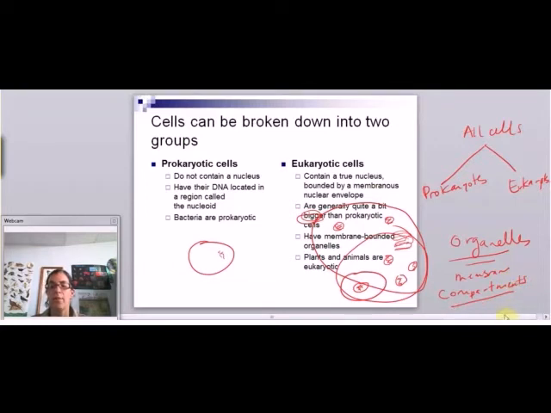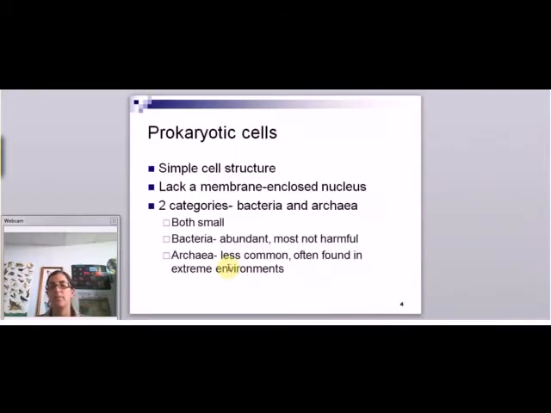So there's compartments in the eukaryotic cell, whereas everything in the prokaryotic cell is just floating around in the fluid. Plants and animals are examples of eukaryotic cells, as are fungi and protists, and you're going to look at those in the lab. So prokaryotic cells, as I sort of illustrated already, have a really simple cell structure.